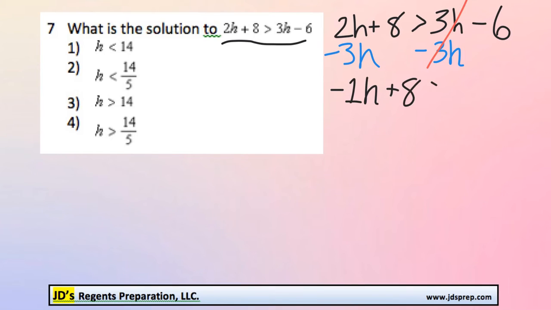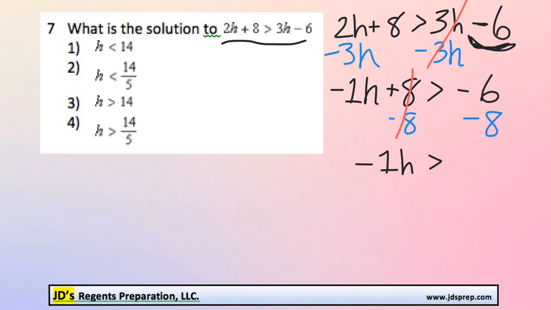Okay, we've got our plus 8 greater than negative 6. Make sure we keep that symbol there. This is not 6, it's negative, right, because it's being subtracted. Now we're going to move the 8 over by subtracting 8 from both sides, causing the 8's to cancel out here, and we'll be left with negative 1h is greater than negative 6 minus 8.